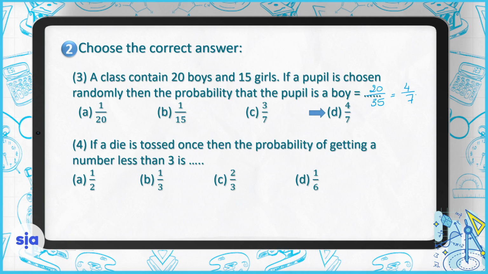Question 4. If a die is tossed once, then the probability of getting a number less than 3 is? How many numbers are there less than 3? There are only 1 and 2. So there are 2 numbers out of 6 possible outcomes. Then it is 1/3. So in this question, the right answer is choice B.